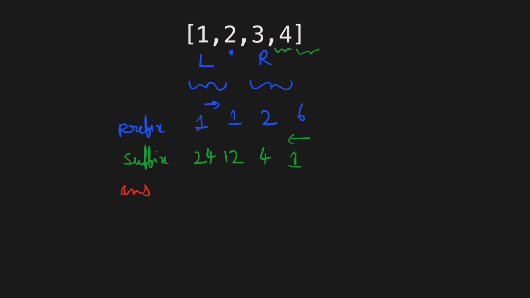Hence the answer for index 0 will be 1 into 24, which will be 24. For index 1 it will be 1 into 12, which is 12. Then for index 2 it will be 2 into 4, which is 8. And finally for last index it will be 6 into 1, that is 6. And this will be our resulting array.